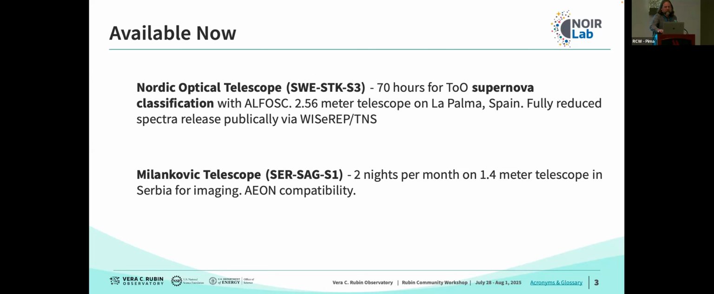The Milankovic telescope in Serbia is available. It's about 2 nights per month on a 1.4 meter imaging telescope. It has AON capabilities. This is a little undersubscribed right now. So if you're looking for optical follow-up of sources, you should apply for this.